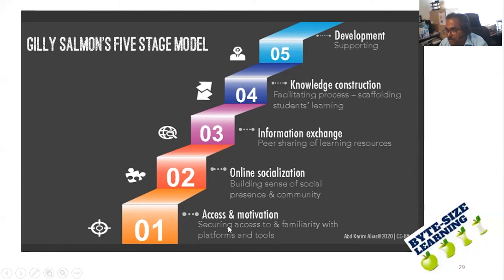So it's quite simple: you need to know how your students access the course and how motivated they are. Online socialization is also important, so interaction is very important. If you're doing asynchronous, you don't want to give them one hour of one-way talking. You want to interact with them.